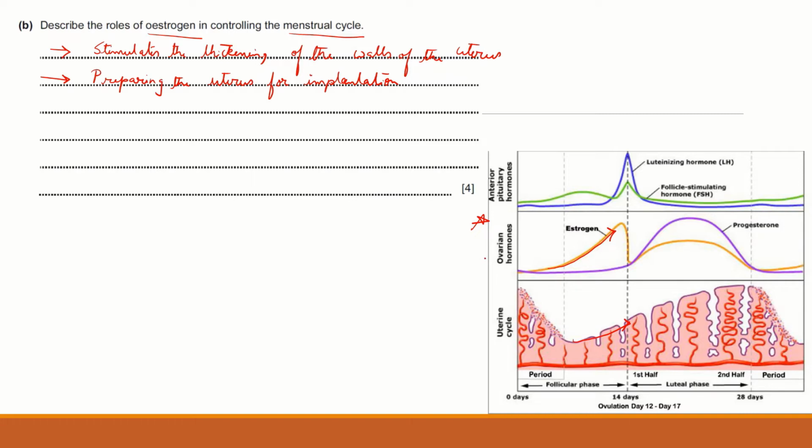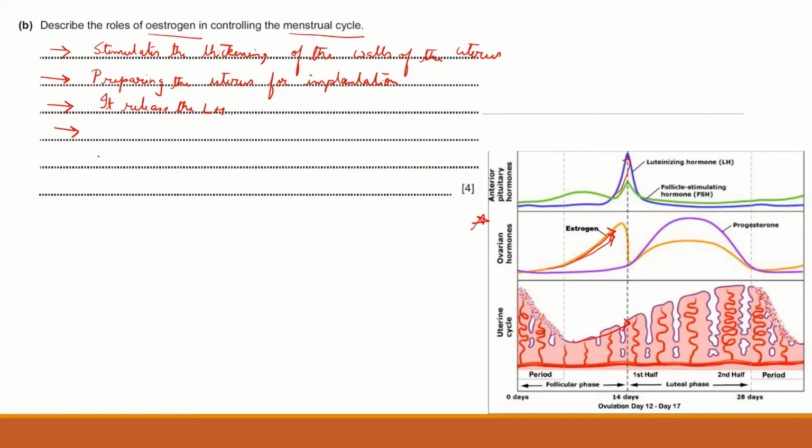Now here you can see that when there is an increase in the LH, this LH is increased because of an increase in the estrogen levels. So the third point that you can write down is it helps to release the LH, that is the luteinizing hormone. And your fourth point is that once the luteinizing hormone is released, the egg also gets released from the ovary.